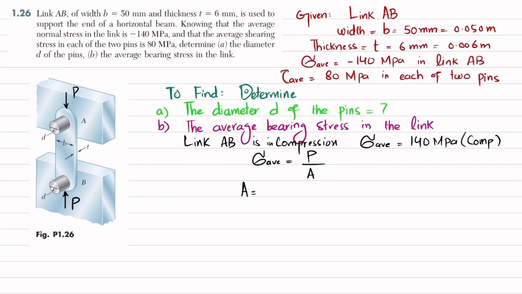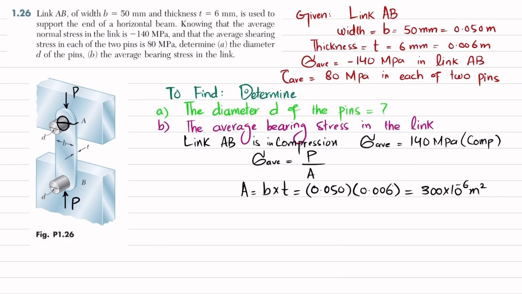This area is equal to, in compression we neglect this hole in this link, because in compression this hole will also be compressed. So the net area will be equal to this width into thickness. So A will be equal to B multiplied by T. B is 50 millimeter, which is 0.050, and thickness is 0.006 meter. So when you multiply it, you will get 300 into 10 raised to power minus 6 square meter.